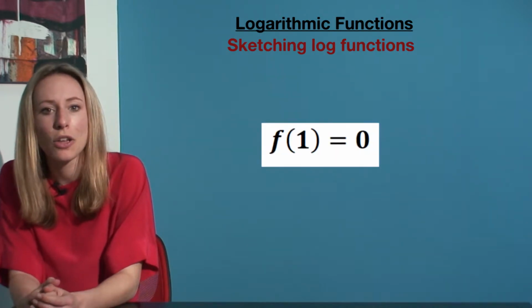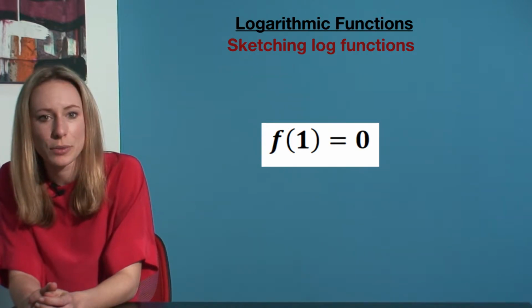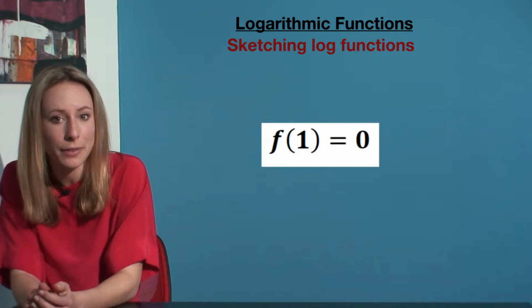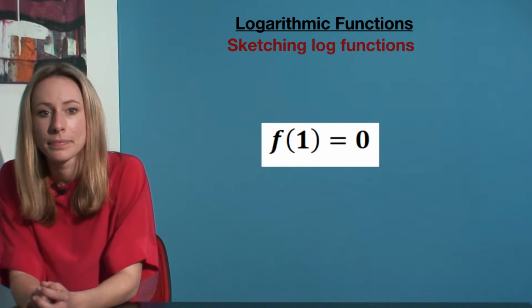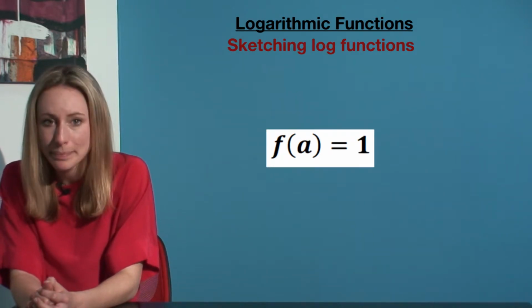Number 1 is that the log of 1 to the base of any number is equal to 0, as this is the inverse of the rule that any number to the power of 0 is equal to 1. Number 2 is that log of a to the base a is equal to 1.